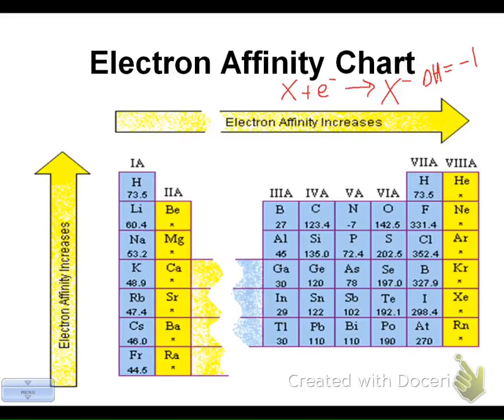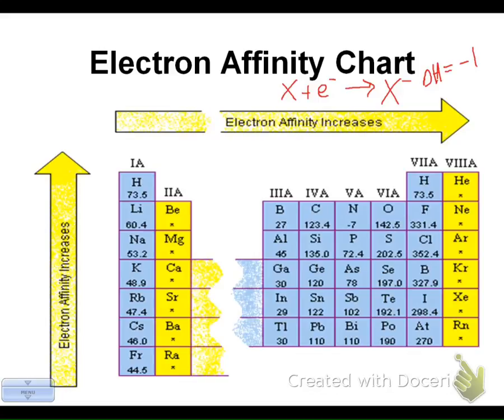As you go from left to right across a period, the value increases just like it did for ionization energy. The atoms are more thankful. They are more willing to take in an additional electron, and that goes toward completing their valence shell.